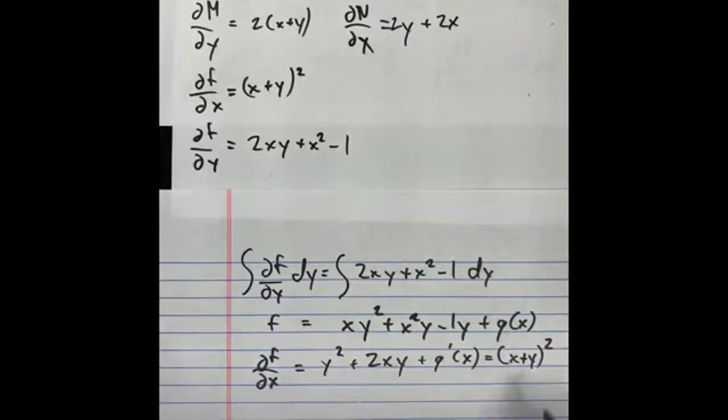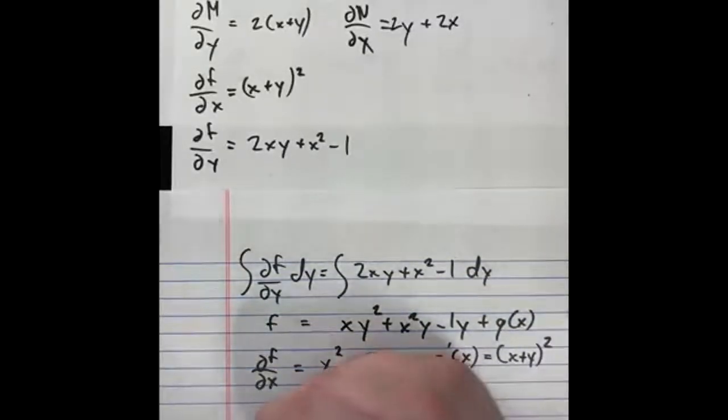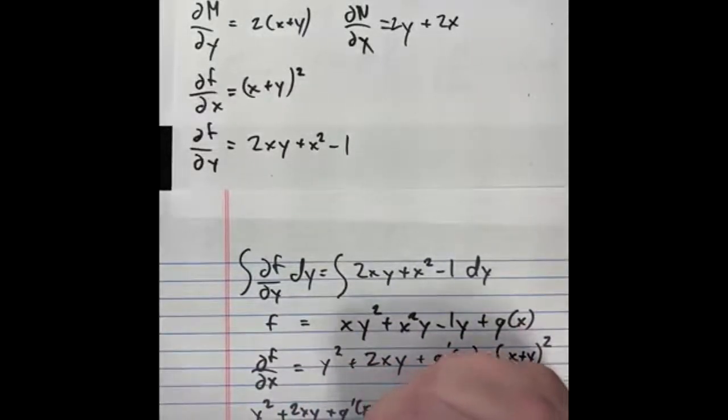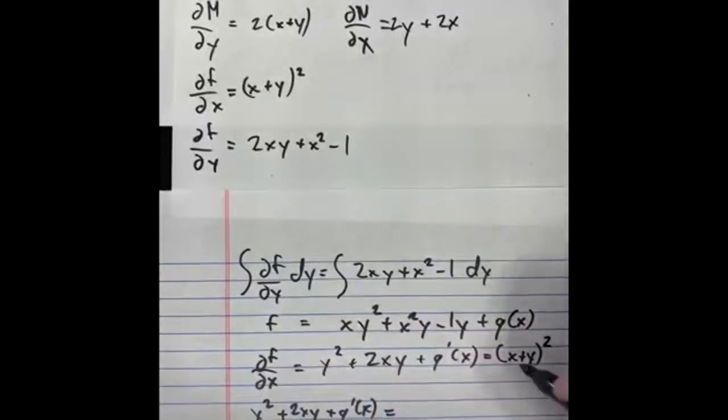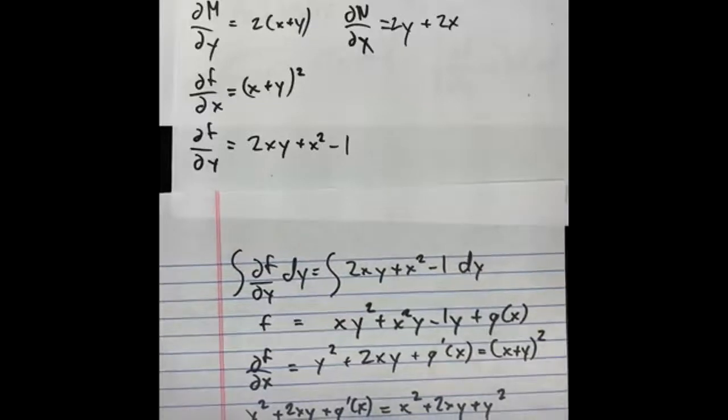So what we know is, if we distribute this square and FOIL it out, let me just rewrite this. We have y squared plus 2xy plus g prime of x equals, so you have x times x, which is x squared, and then we have a cross term, so it's going to be 2xy plus y squared. We see the y squared and the y squared cancel, the 2xy cancels, and we're just left with g prime of x equals x squared.